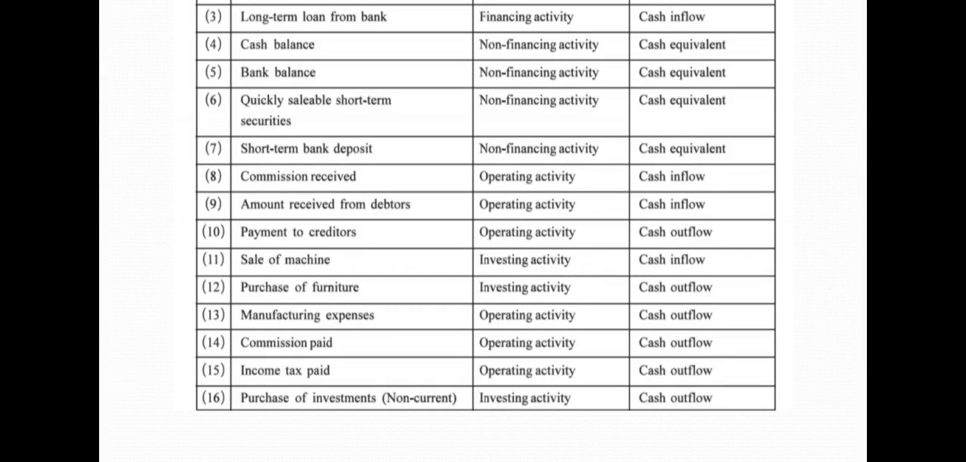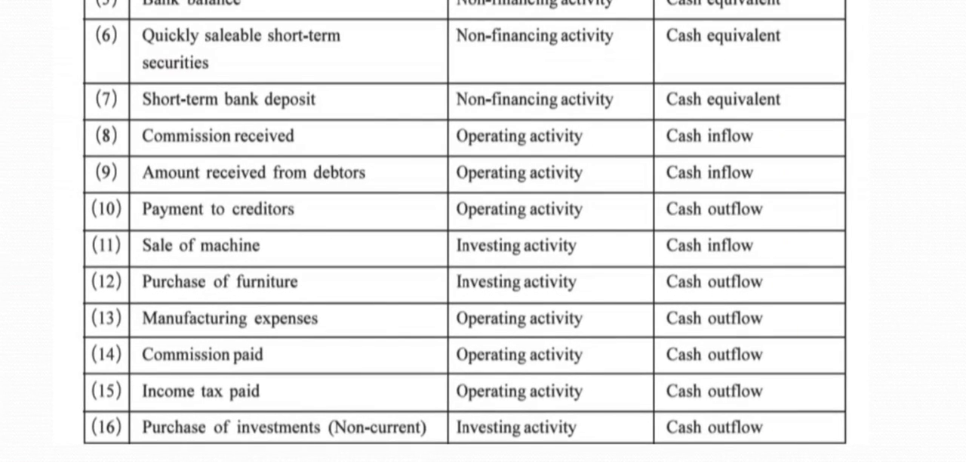Let us talk about the next, commission received. Friends, commission received is a routine income, so it is considered as operating activity. It is because of operations of business, so it is an operating activity of cash inflow. Next, amount received from debtors. Friends, amount received from debtors is because of sale, and sale is an operating activity, so it is an operating activity of cash inflow. Payment to creditors. Friends, creditors are because of purchase, and purchase is an operating activity, so payment to creditors is also an operating activity of cash outflow.